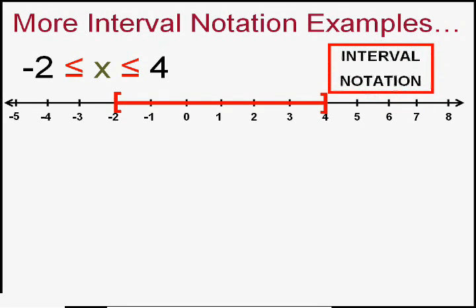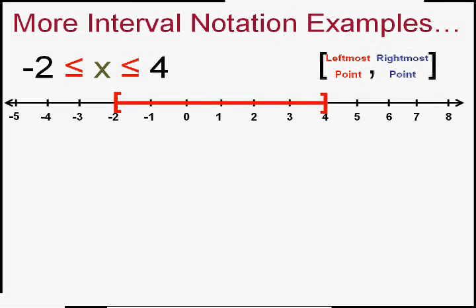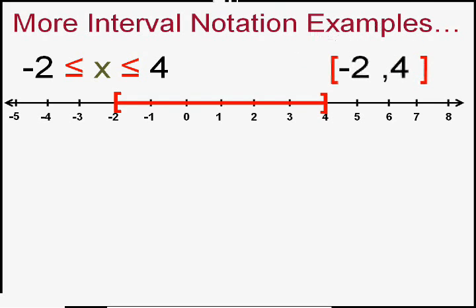Interval notation is using the correct bracket or parentheses and showing the leftmost point and the rightmost point. Now in this case, they're both brackets. The leftmost point is -2 and the rightmost point is 4. So you can save yourself drawing this picture by just using this notation, -2 to 4.